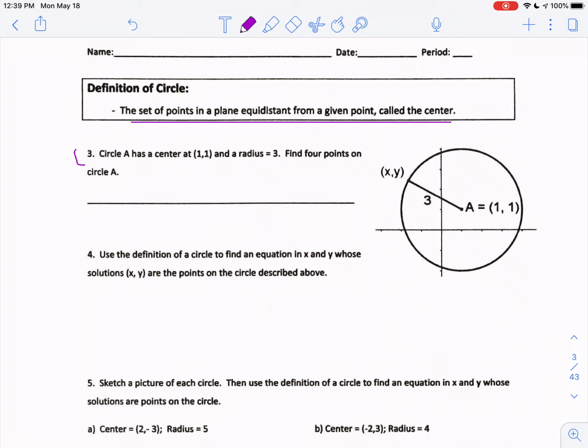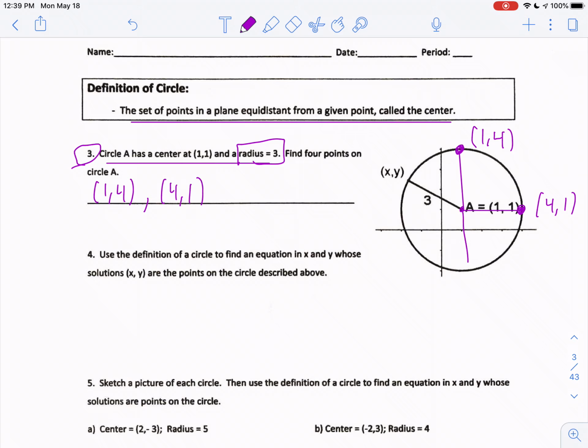So look at number 3 here. Circle A has center 1, 1, and a radius 3. What are 4 other points in circle A? Let's use our brains here. We got to think outside the box. So the radius is 3. From this point, can I go up 3? What is this point here? If I went up 3, it would be 1, 4. Where else? Can I go over here to the right 3? That's 4, 1.